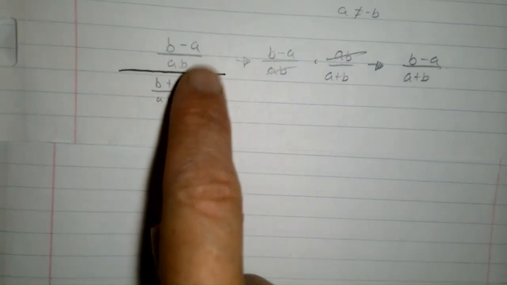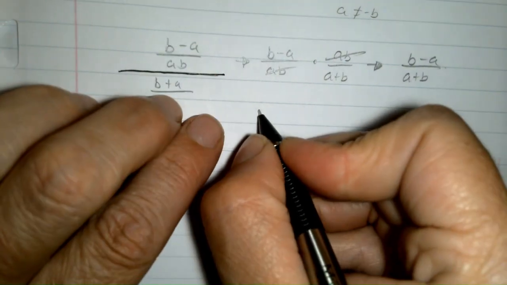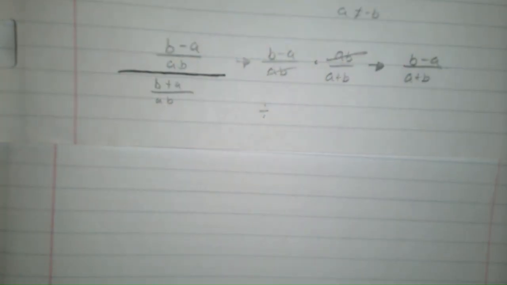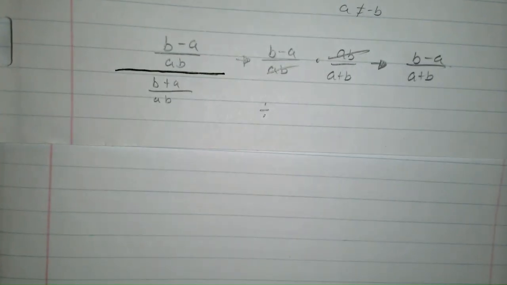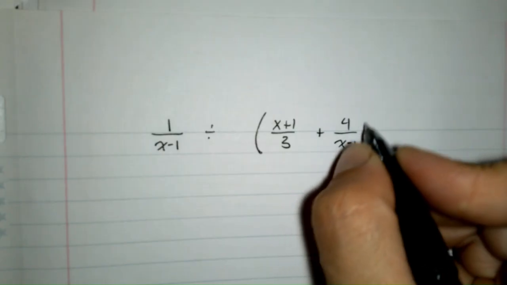So when you see a fraction written like this, it's the same as writing this fraction divided by that fraction. So just because it looks yucky, it's fine. All right, we're going to do one more. One over x minus 1 divided by x plus 1 over 3 plus 4 over x minus 1.